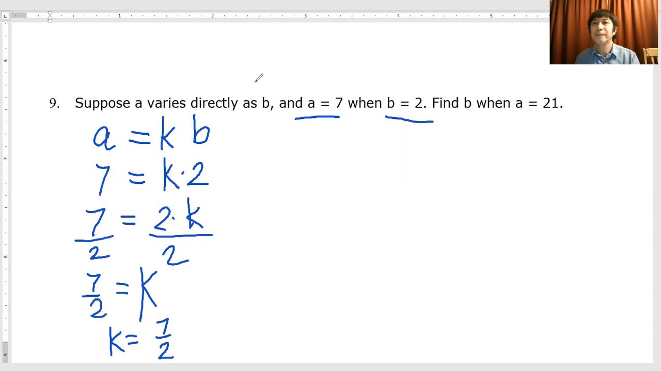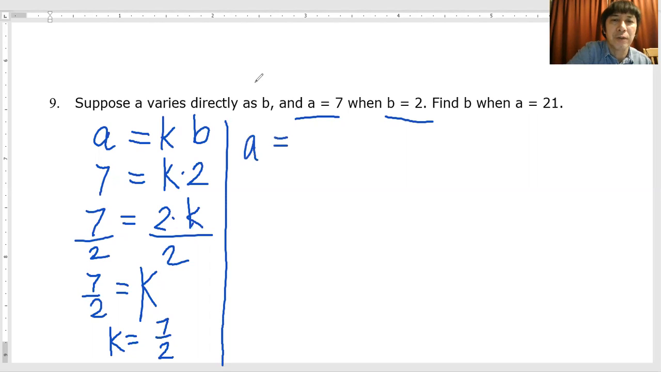Symmetric property. If 7 over 2 is k, then k equals 7 over 2. And then we have the equation a equals 7 over 2 b. We're asked to get the value of b when a is 21. Find the value of b when a is 21.